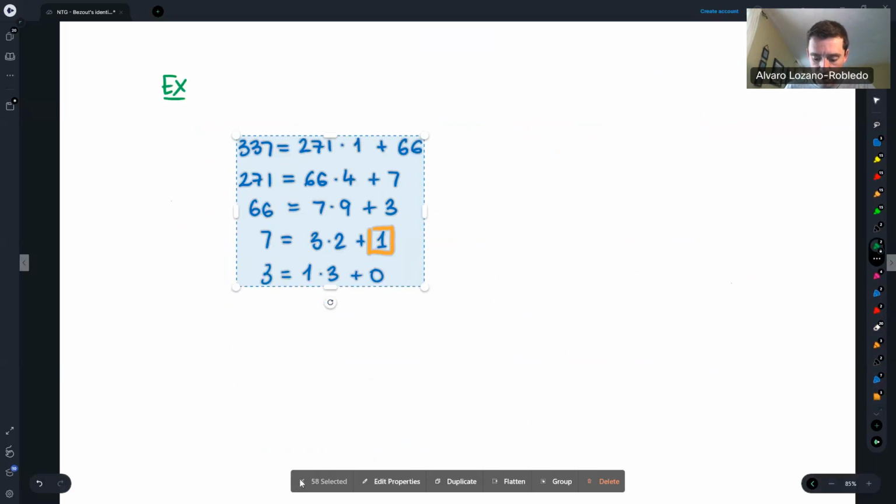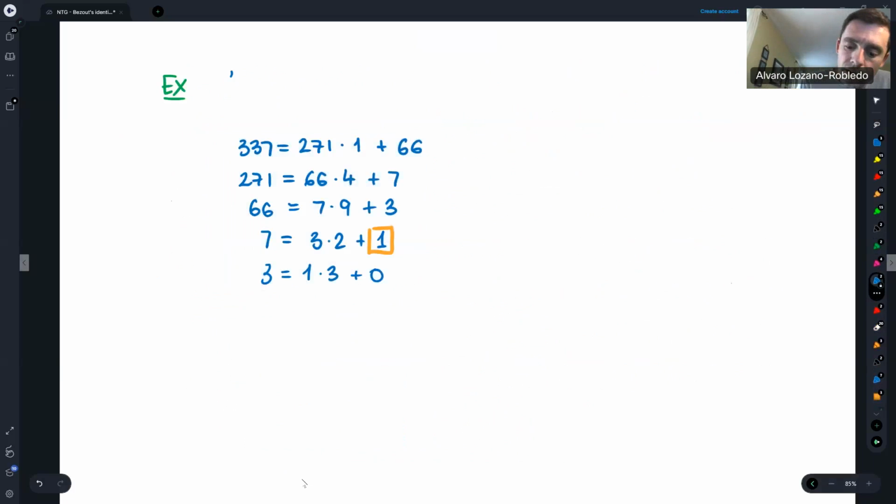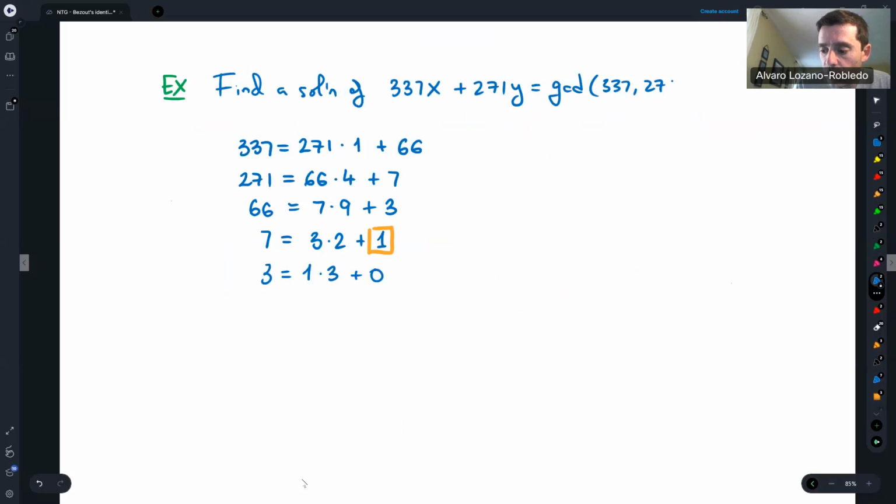It's going to be my first step of trying to solve: find a solution of 337x plus 271y equals the GCD of 337 and 271, which in this case we see that it is 1. In this case, the GCD is 1. So step 1 that we've already done, that's Euclid's algorithm. And now for step 2, we reverse Euclid's algorithm.